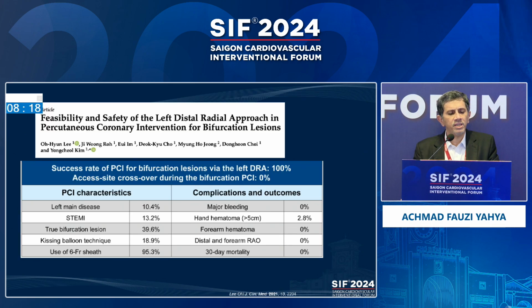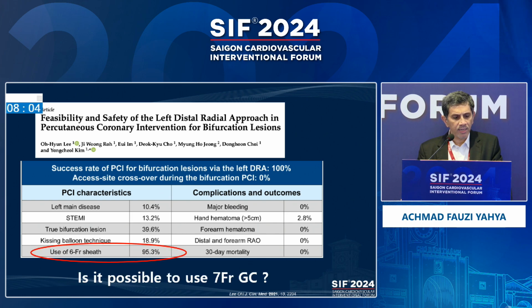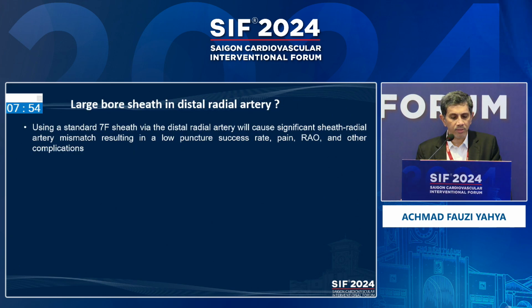And this is a study on the feasibility and safety of the left distal radial approach for percutaneous coronary intervention of bifurcations, which showed a success rate with distal radial of 100% and access crossover of 0%. But this is most of the time using 6 French. Is it possible to use a 7 French guiding catheter?